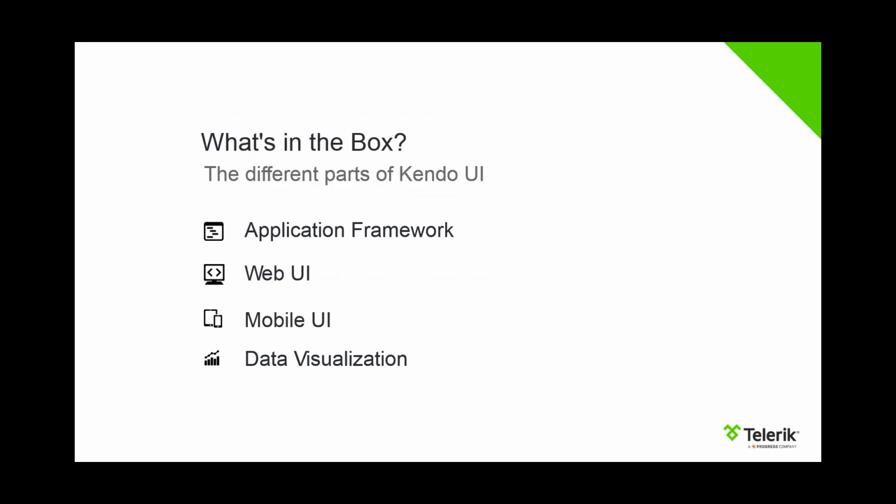So what's in the box, if you may ask? Well, there are different parts of Kendo UI. One is the application framework. The application framework means we provide you the low-level things like MVVM, like SPA, the single page application framework. Then there is globalization, then there is validation. These kind of low-level stuff that you need for your application. Yes, we provide you that.